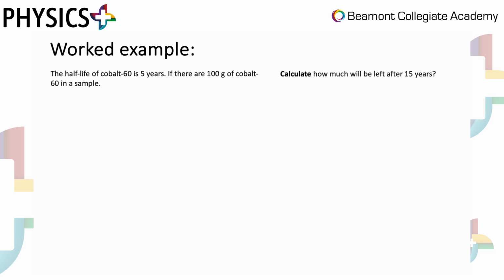Worked example, the half-life of cobalt-60 is 5 years. If there are 100 grams of cobalt-60 in a sample, calculate how much will be left after 15 years. Before heading into the guess method, I could work out how many half-lives there are. I've been given 15 years and their half-life is 5 years, so 15 divided by 5 equals 3 half-lives.